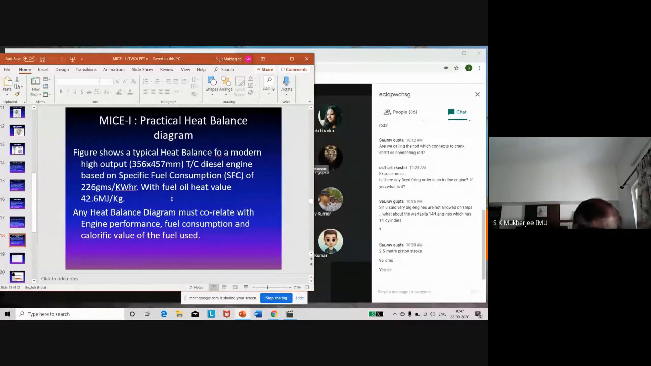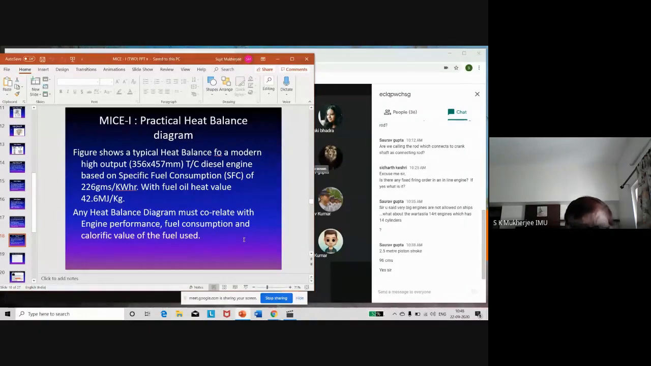How can you decide on these? So these are the parameters required. Any heat balance diagram must correlate with engine performance, fuel consumption, and calorific value of the fuel used. This is the bottom line.